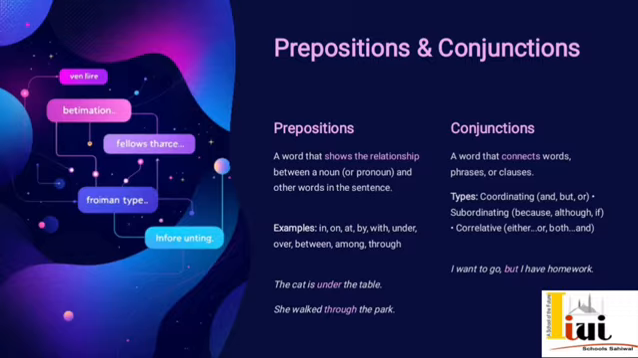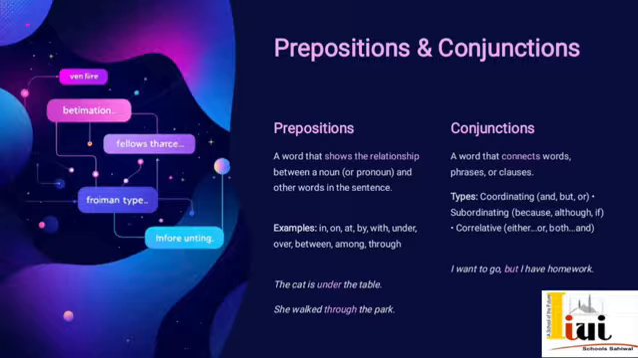Subordinating conjunction. Subordinating conjunctions connect dependent clauses. For example, subordinating conjunctions connect the clause which is dependent. For example, because, although, if, etc.